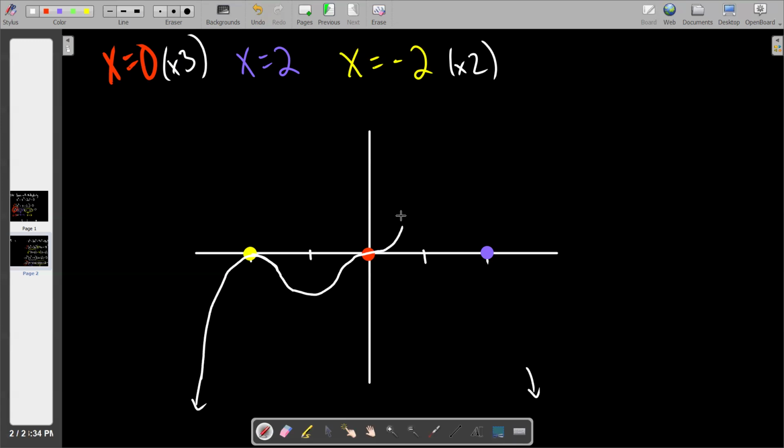And then finally, what is the behavior at the purple dot? Normal. It's a normal crosser, so it's going to come up and cross, and that is that.